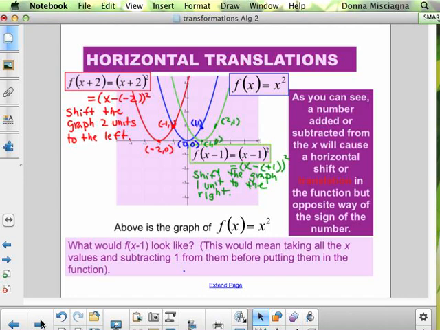And the graph of f of x minus 1, which is x minus 1 squared, is the parent function shifted 1 to the right. We would have to add 1, right, just to get to 0, because 1 minus 1 would be 0, and 0 squared is 0. So the minus 1 in the parentheses shifts the graph 1 unit to the right. So as you can see, a number added or subtracted from the x will cause a horizontal shift or translation, but in the opposite way of the sign of the number. So plus is to the left, minus is to the right.